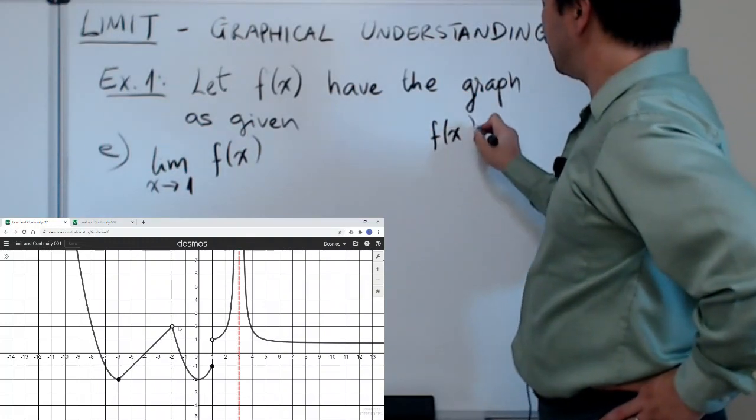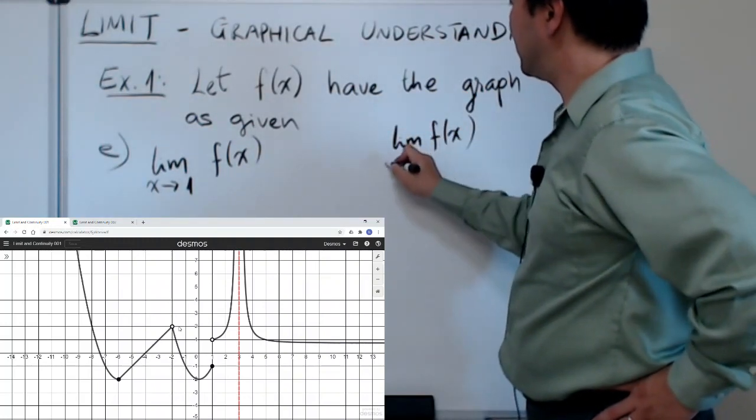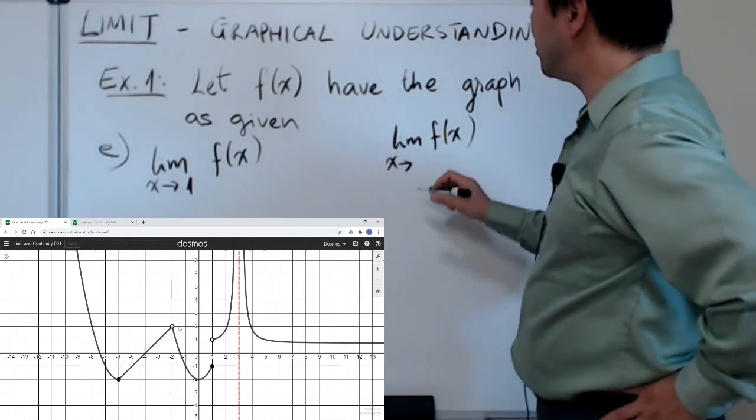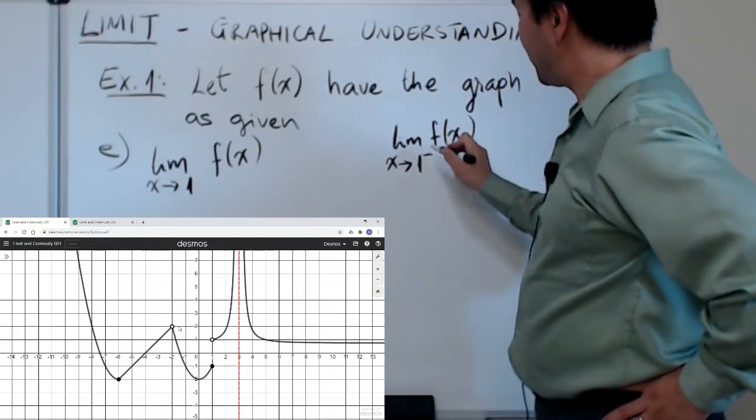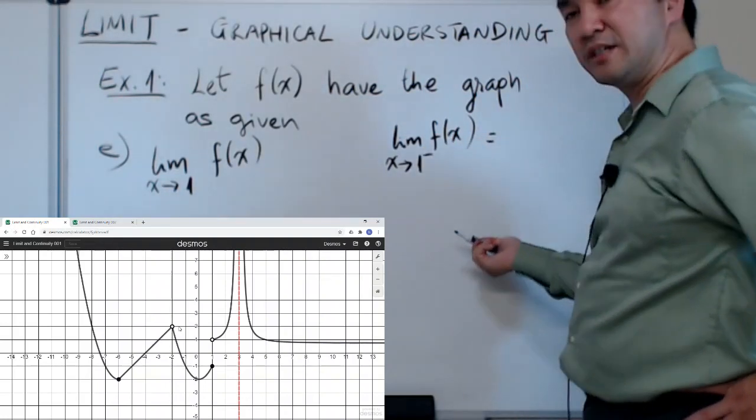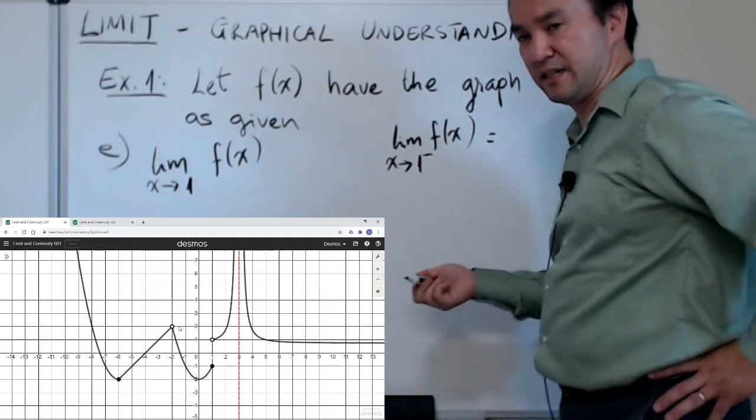For f of x, we're going to have to consider this separately. x getting close to 1 from the left-hand side. What kind of limits for f of x can we estimate here?